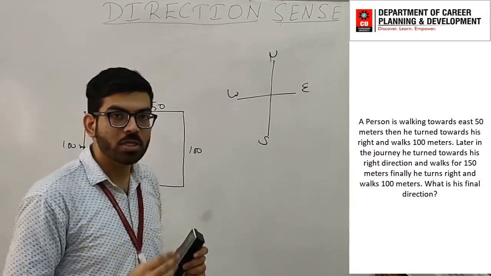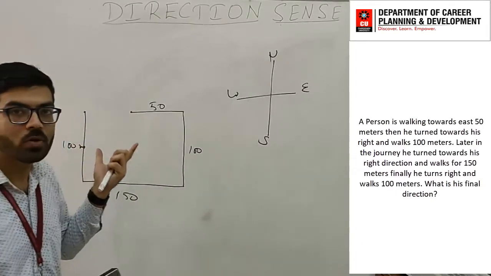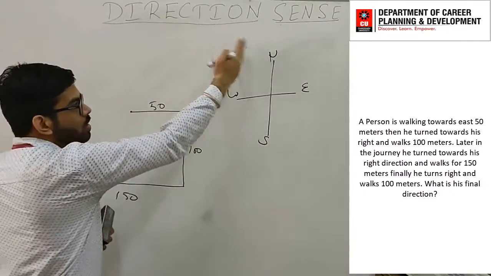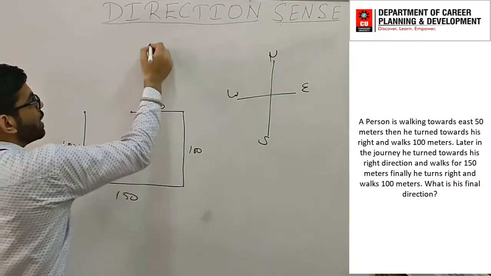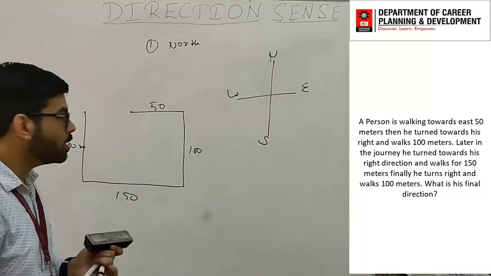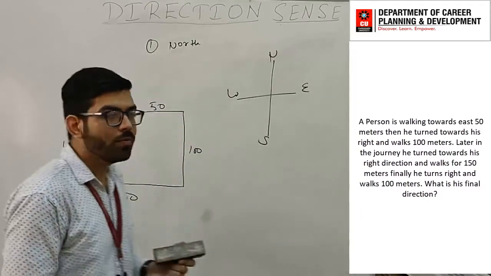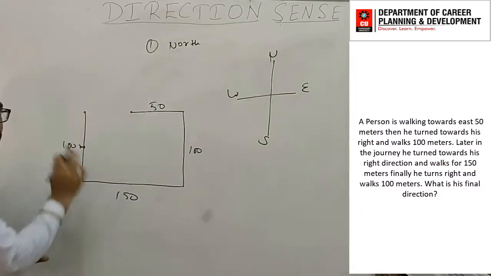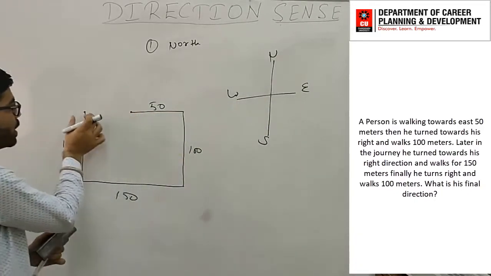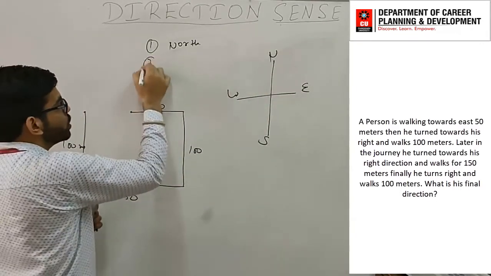Let's see, there are three types of questions asked in this one. Question number one is, what is his final direction? If the question is about final direction, that means the final direction is facing towards the north side. So for final direction, your answer will be north. The second type of question is his direction with respect to the starting point. The starting point is this one, this is your equator. So his direction will be west according to this point. This is the answer for question number two.